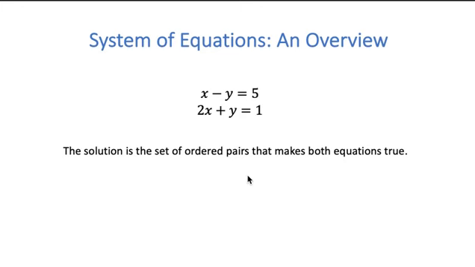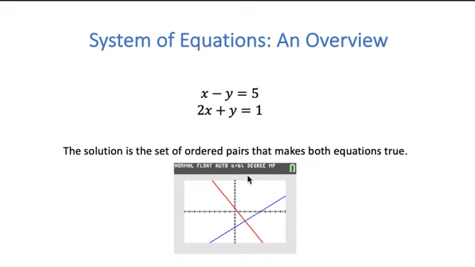The first thing we're going to do is solve that by graphing, and I'd like you to see the graph of this. So you'll see the graph of x minus y equals 5 is in blue, and 2x plus y equals 1 is graphed in red. And the solution set is that point of intersection. And so the solution set is (2, -3).